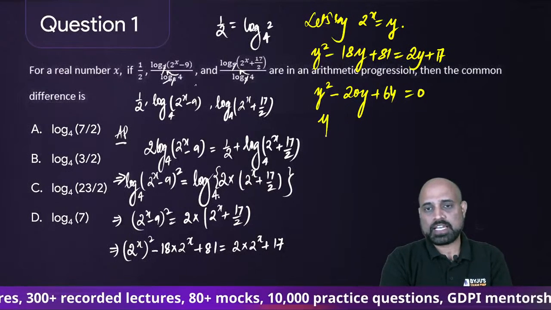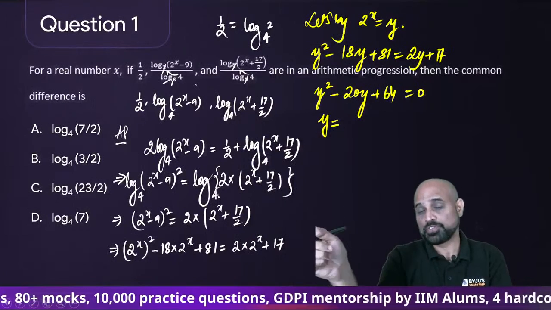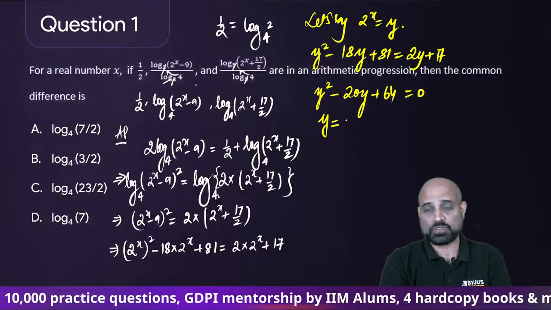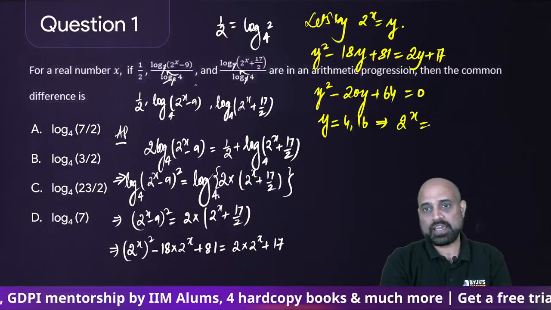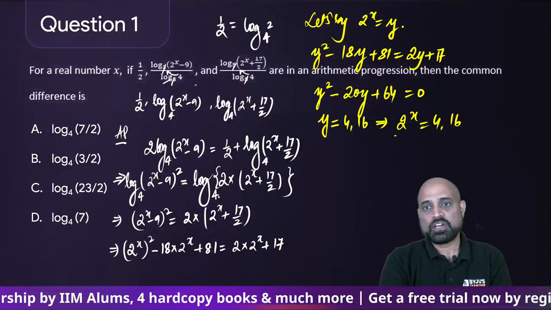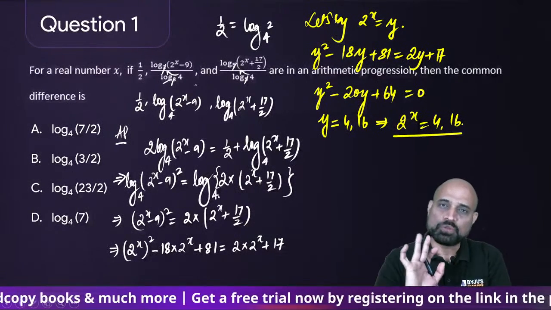So this can be broken down as 16 and 4, since 16 into 4 is 64 and 16 plus 4 is 20. So y is going to be 4 or 16. This tells us that 2^x is 4 or 16. Now don't try to find out the value of x. Don't do that. Leave it for now.